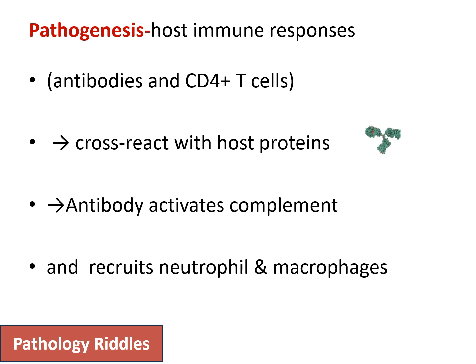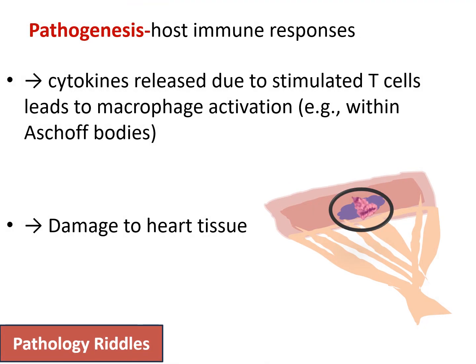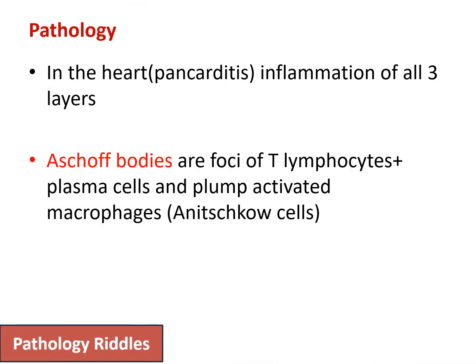This antibody activates the complement system. It recruits neutrophils and macrophages. Then the cytokines released due to stimulated T cells will lead to macrophage activation. Now these macrophages, which are within the Aschoff bodies, will damage the heart tissue. In the heart, there is inflammation of all the three layers, that is epicardium, myocardium and endocardium. So this is called pancarditis.